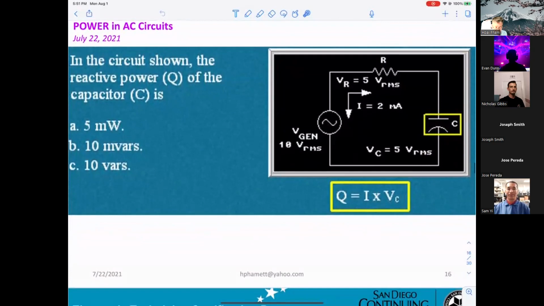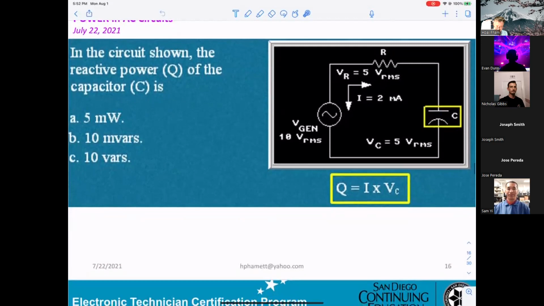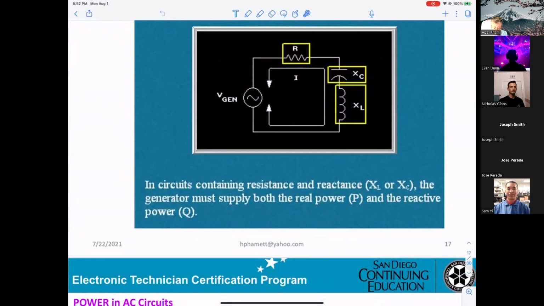In the circuit shown, the reactive power Q of capacitor C here, which one? It's 10 millivolt amperes reactive. Volt ampere, right? That's a VAR. Normally you don't have to do anything with this. If a circuit contains resistance, reactance, L or C, the generator must supply both the real power and reactive power. The real power will be on the resistor. Reactive power will be on the capacitor or inductor.